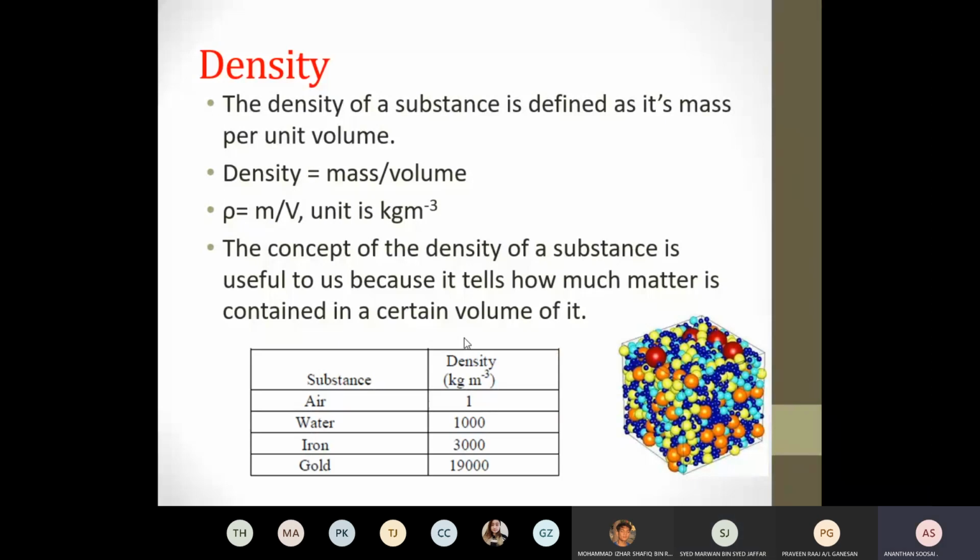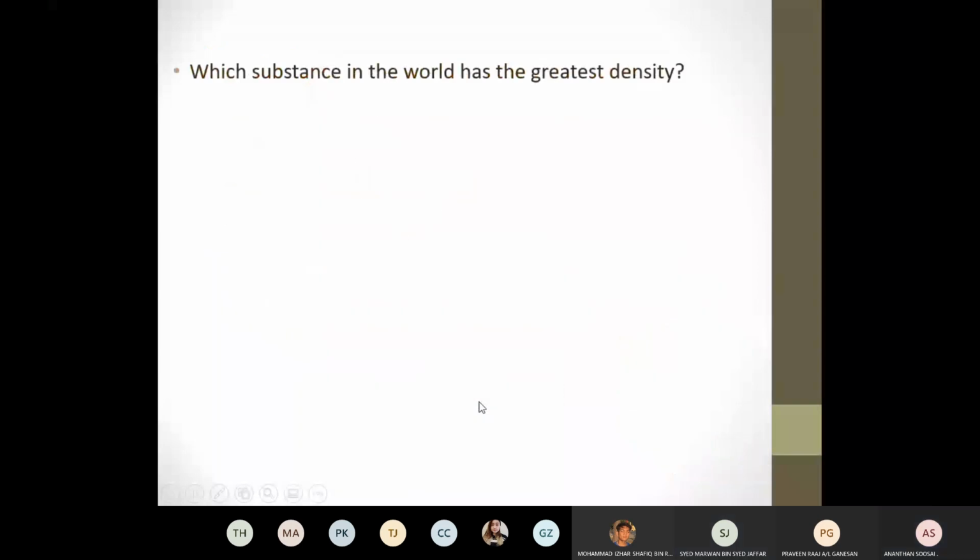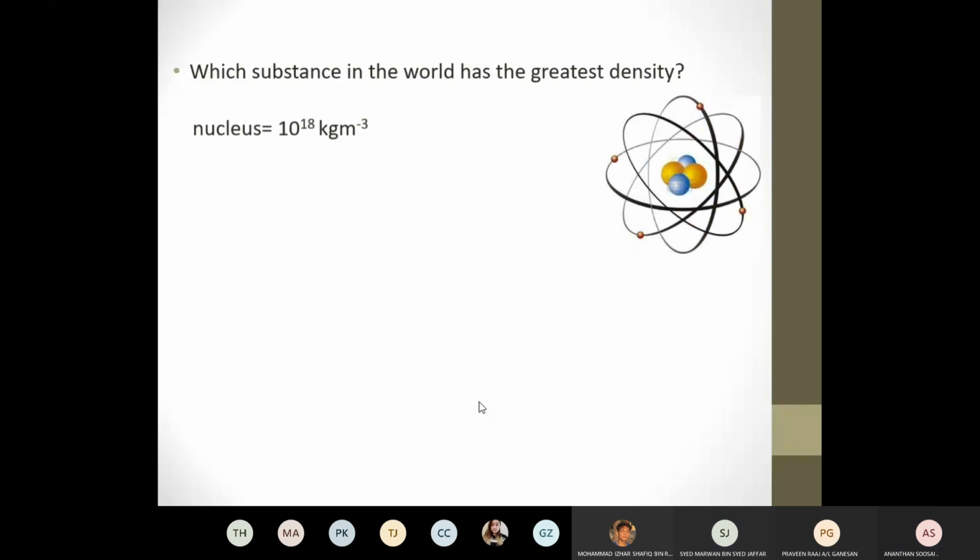Different substances have different densities. Water is like 1000 kg per meter cube. Air is like 1 kg per meter cube. Which substance in the world has the greatest density? Black hole. Oh yeah, good. Singularity. Yeah, that's the nucleus. A black hole is made of lots of subatomic particles, but still the nucleus is found to be the most dense.